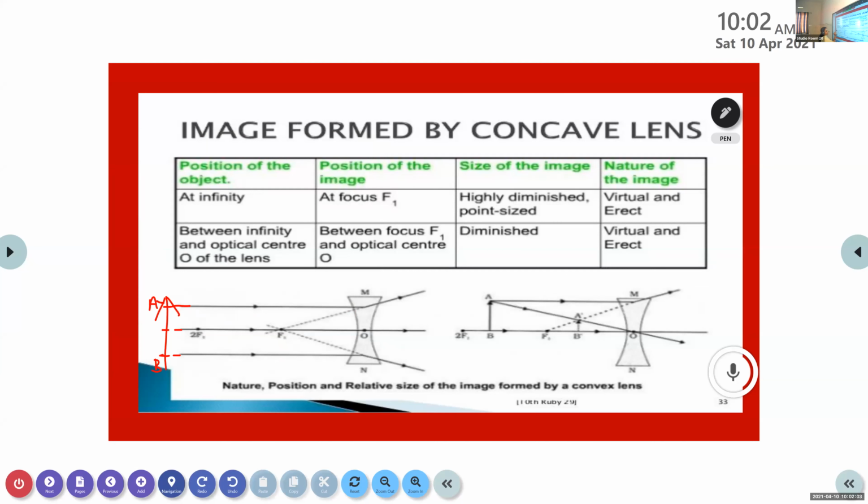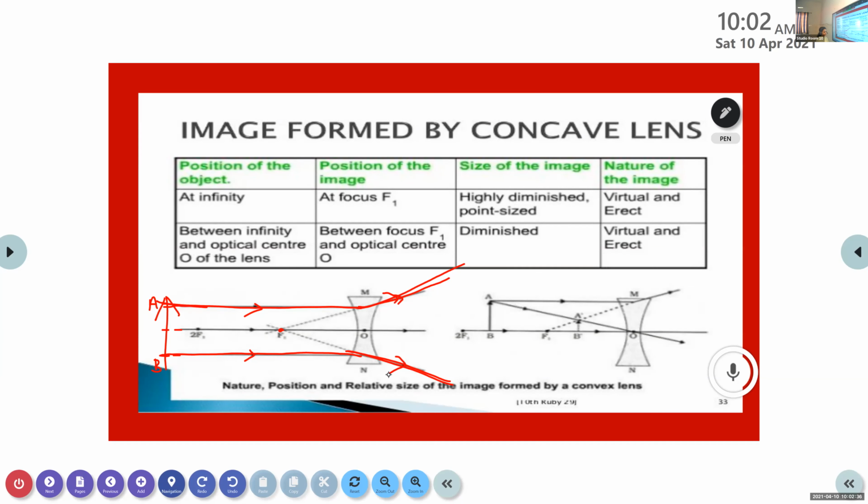Then the ray of light that is coming from A, coming parallel to principal axis. What happens to this ray of light after the refraction? It diverges away from principal focus. Similarly, another ray of light is coming parallel to principal axis. After the refraction, it diverges away. This is our principal focus. Instead of converging to this principal focus, it diverges away from the principal focus.